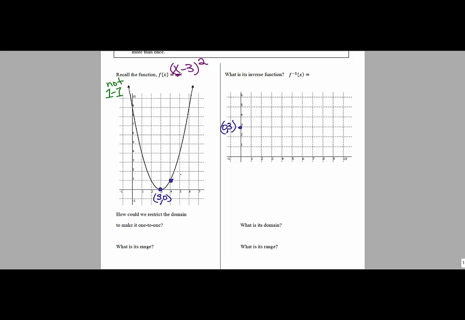And here we have 4, 1. So in the inverse function, that would become 1, 4. But it also has 2, 1. And on the inverse, that would become 1, 2. So we can keep going with this idea. This graph has the point 5, 4. So on the inverse, that would become 4, 5.